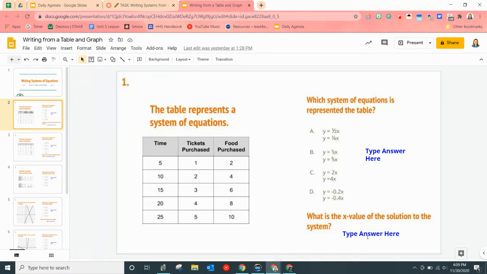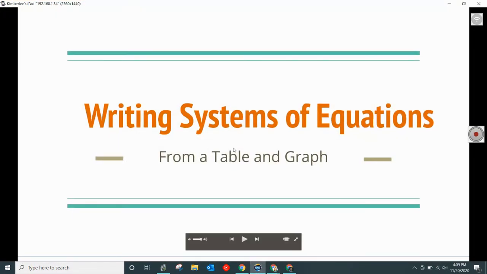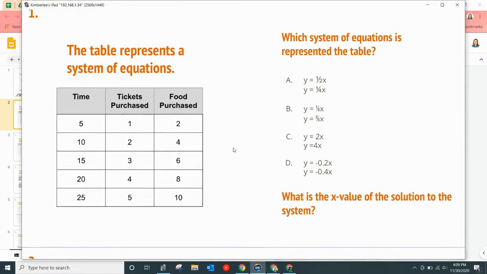Remember, we use Desmos to help us do this. We're building off of what we did yesterday, but now we have to figure out the equations first and then find the solution. Remember, finding the solution is not hard if you can graph them in Desmos. It's pretty simple, pretty straightforward. So let me bring up my iPad here. Okay, so we want to start with number 1.